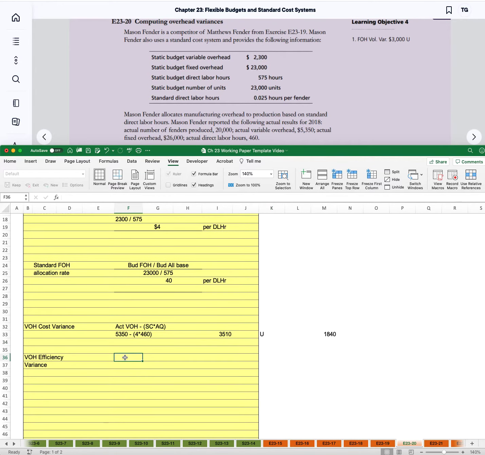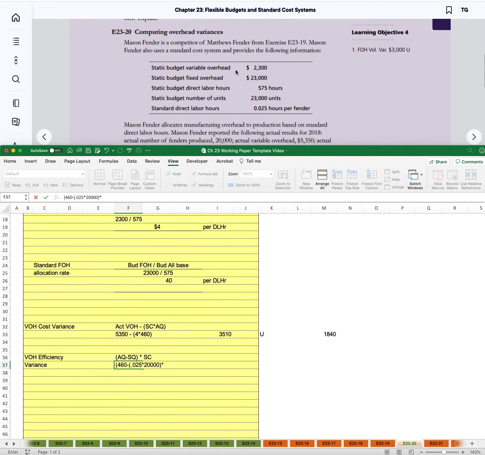For the variable overhead efficiency variance, the formula is the actual quantity minus the standard quantity times the standard cost. For the actual quantity, we have 460. For the standard quantity, we know that it's 0.025 hours per fender, and we also know that there were 20,000 fenders produced. So that would be 0.025 times 20,000, times our standard cost, which we calculated up here as 4. Sorry, I accidentally scrolled our book.